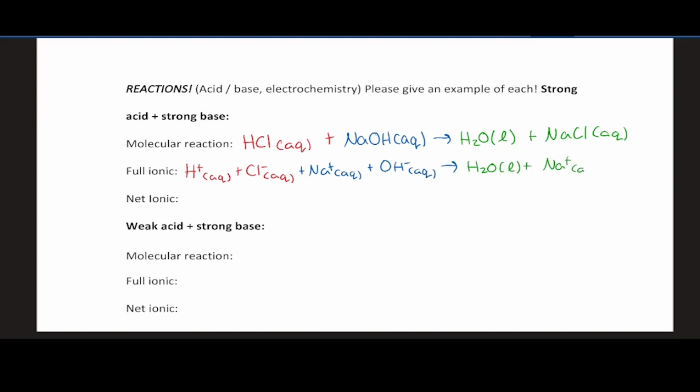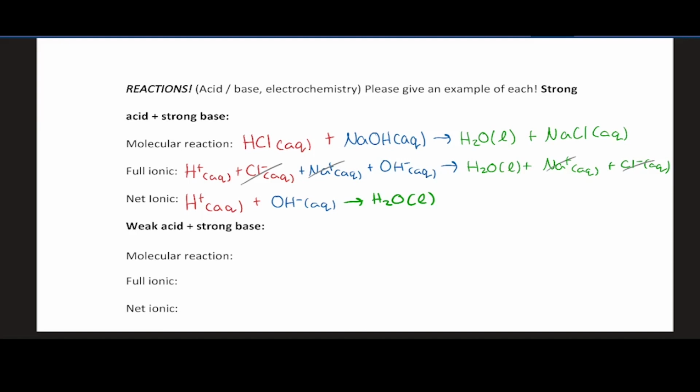So we'll get Na+ and Cl-. Now we're just going to cancel out the things that are equivalent on both sides. What we can see is that our Cl- ions cancel out and our Na+ ions do too. Now we can write our overall reaction. So we get H+ plus OH- goes to H2O.